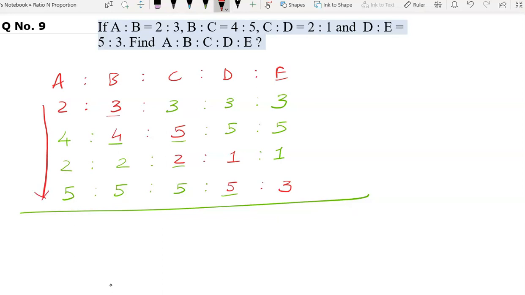Now what we will do, we will multiply this. 2 into 4 into 2 into 5 will give us how much? 80. 3 into 4 into 10 will give us 120. 3 into 5, 15. 5 2s are 10. So this will give us 150. 5 5s are 25. 25 into 3 will give us 75. 3 5s are 15. 15 3s are 45. Now we can divide it by 5. 16, 24, 30.